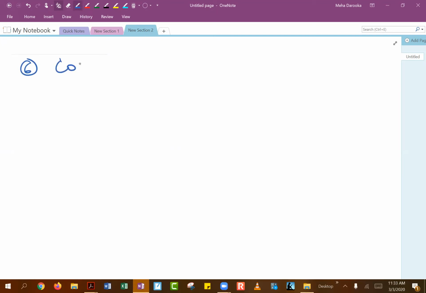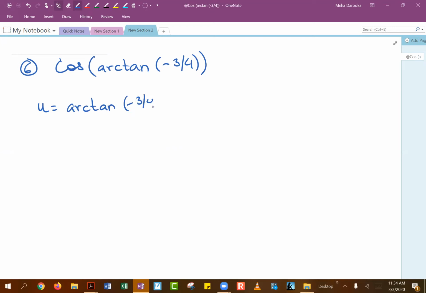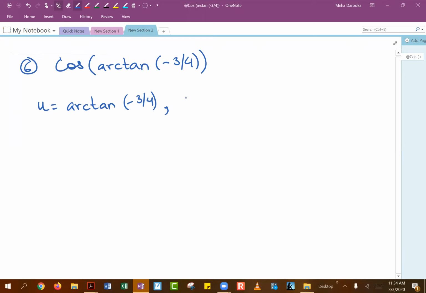All right, so cosine of arctangent of -3/4. So the first thing, of course, is taking that arctangent of -3/4 and setting it equal to u. And then using our idea of the inverse functions, you would have tangent of u equals -3/4, right? Now, what is the range of the inverse tangent function?